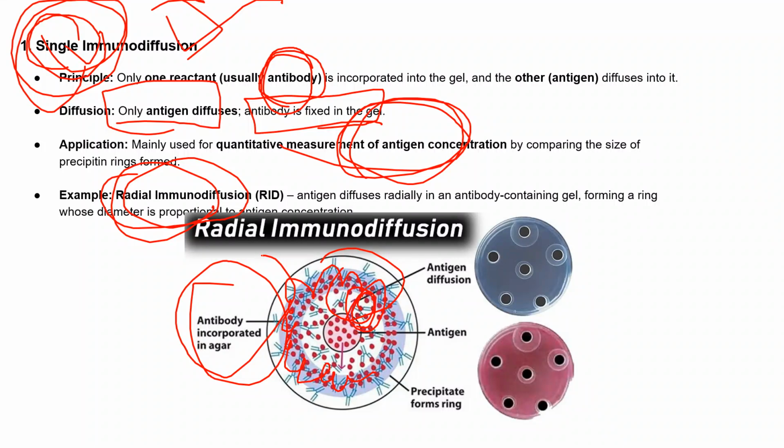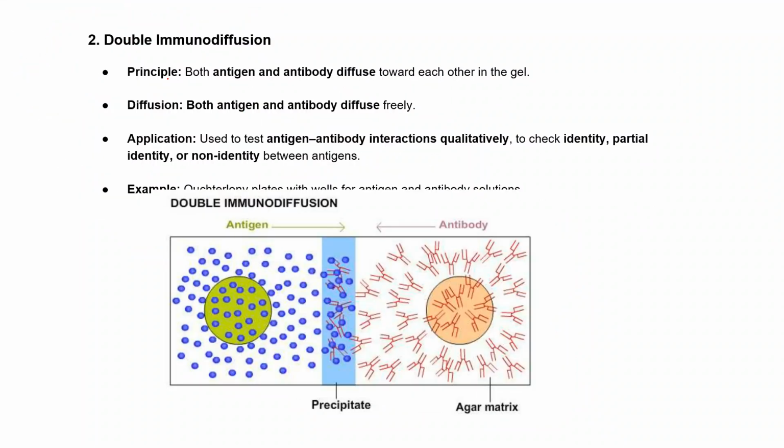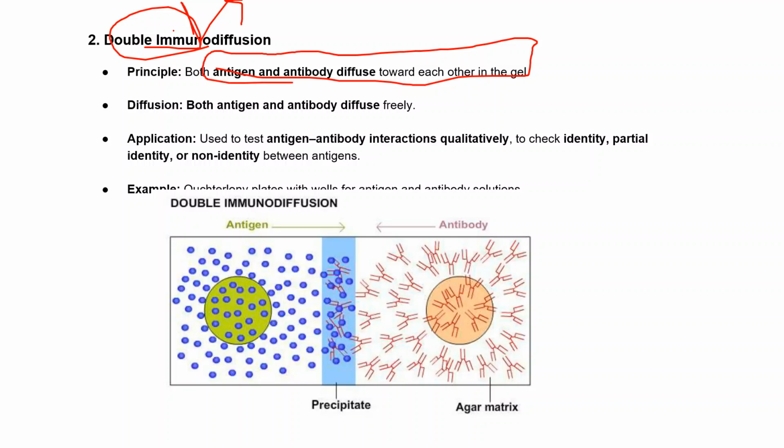But in double immunodiffusion, as the name suggests, both antigen and antibody diffuse toward each other in the gel. That is why we call it double immunodiffusion. So the main principle is that in double immunodiffusion, both antigen and antibody diffuse toward each other in the gel, and they move and diffuse freely.